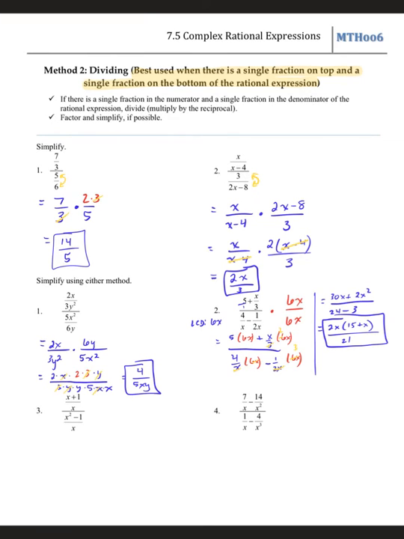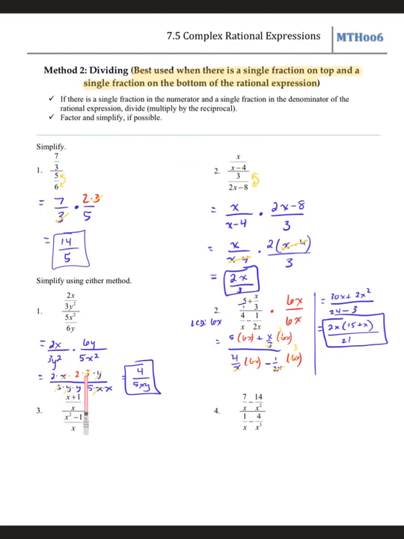Okay, so here's my 2 answers. You can either pause it and look through it yourself, see if you can find your mistake, or you can listen as I walk through these quickly. So the first one, I multiply by the reciprocal of the divisor. So I take my first fraction, 2x over 3y squared, and I multiply it by 6y over 5x squared. Again, that's just the reciprocal of the second one.